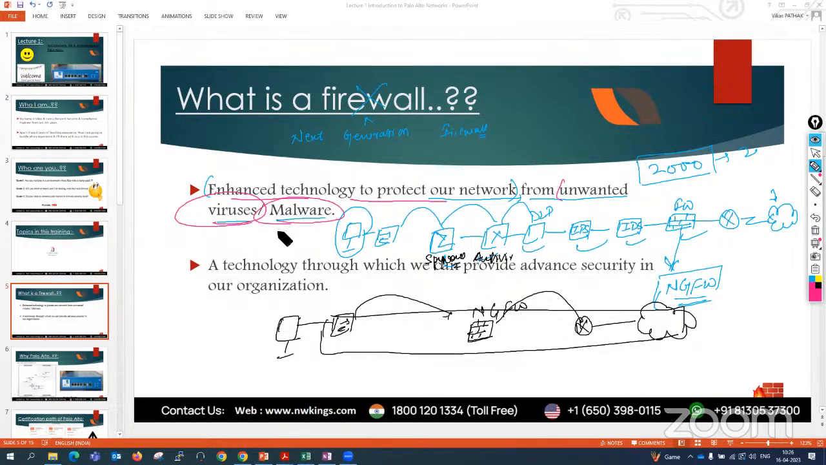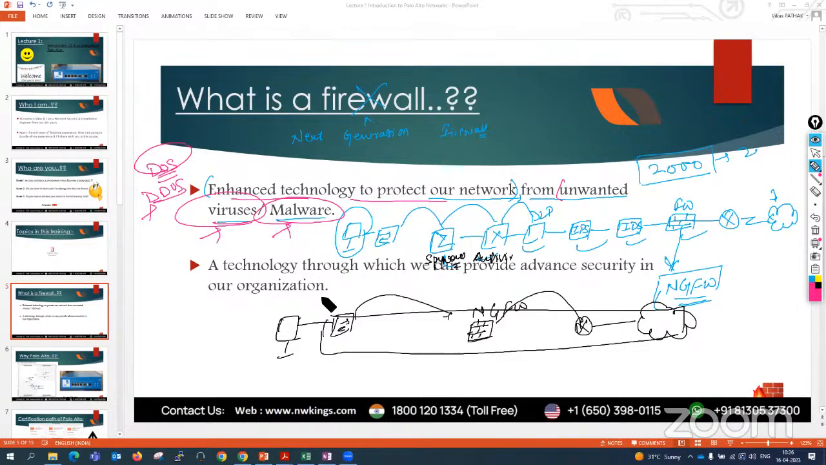Now my firewall is capable of preventing the DOS attack. What is DOS attack? Denial of service. DDoS is distributed denial of service actually. DOS is denial of service basically. So now my firewall is evolving itself, and it is capable of handling the DOS attack even. It's capable of handling viruses, malware, unwanted accesses, unwanted applications, unwanted categories of URL, right? Multiple things my firewall can do.